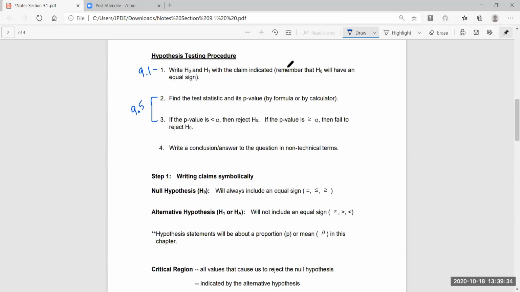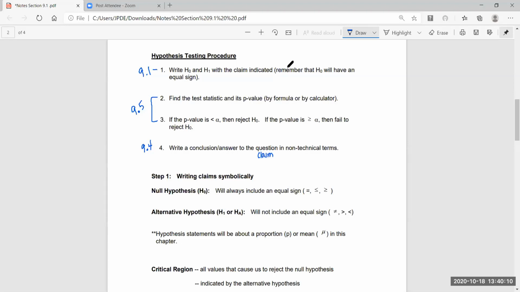9.5 is finding the test statistic and its p-value. Right now, you're probably going, what are those? We will learn them in section 9.5 on Wednesday. The p-value, comparing it to alpha, all of that will be learned on Wednesday. And then section 9.4 is writing the conclusion, or the answer to the question. I could also put claim here. Responding to the claim in non-technical terms.